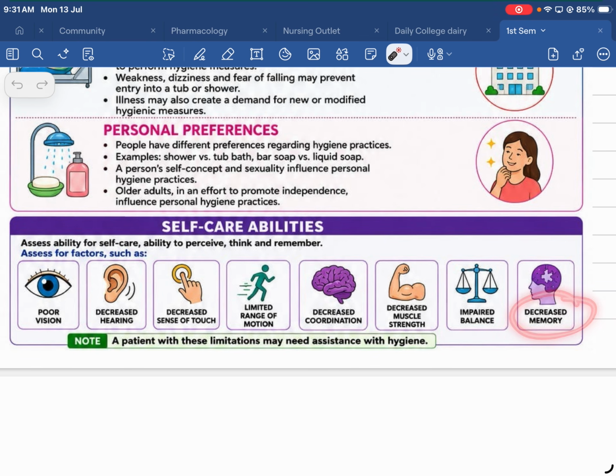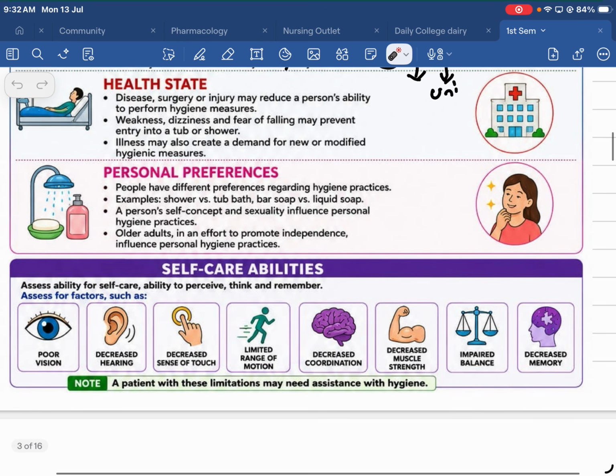Next, decreased memory. They don't know when they have done the bath, okay. So at that time also the health will be affected due to this hygienic practice. Clear? So self-care abilities will affect everything, like how they will perceive, what they will think, whether they will remember or not, whether they will sense the touch or not. So these things also affect the factors that will affect health, and hygienic practices will also change. Okay. So hereby we have completed up to the factors, right?